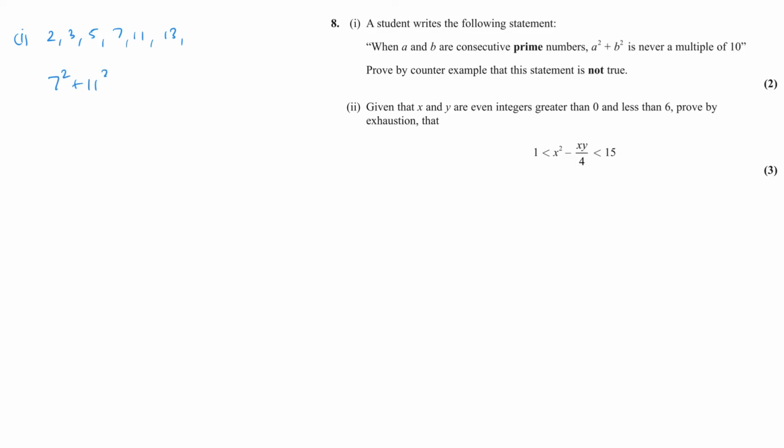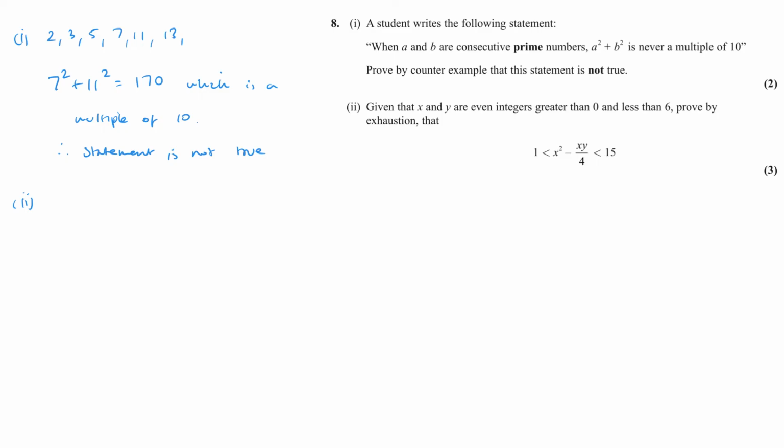So 7 squared plus 11 squared equals 170, which is a multiple of 10. Therefore, statement is not true. Right, brilliant. That's the first one done.